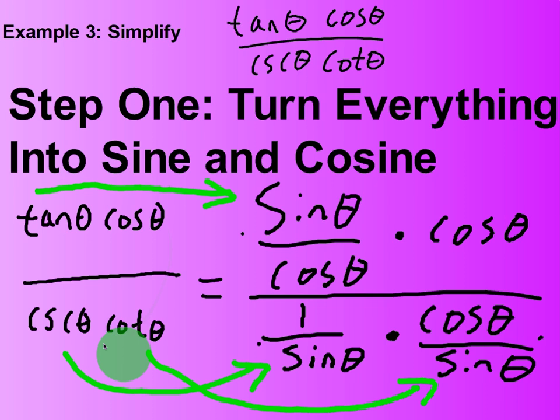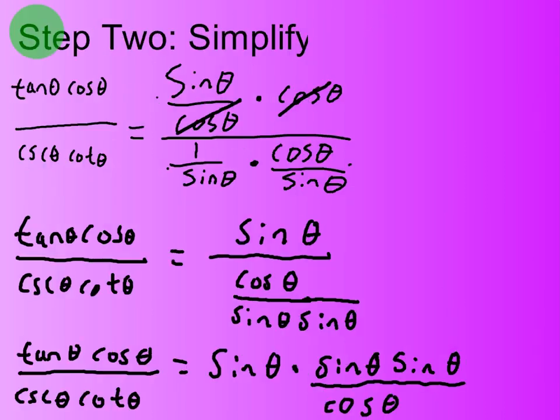So now we've taken all of this and we've converted everything that wasn't sine or cosine into that. So now we have this big mess, but that's okay. This is nothing more than a complex fraction, which you learned to simplify in my Algebra 2 class. If you have any questions about simplifying complex fractions, you can ask me, or you can go back and watch those examples. So now we have sine over cosine times cosine, all divided by 1 over sine times cosine over sine. The next step is to simplify that.